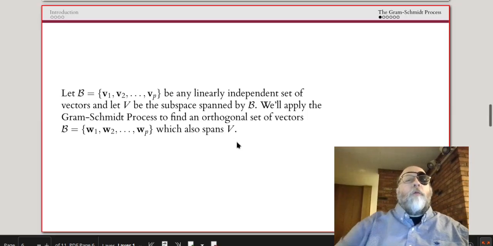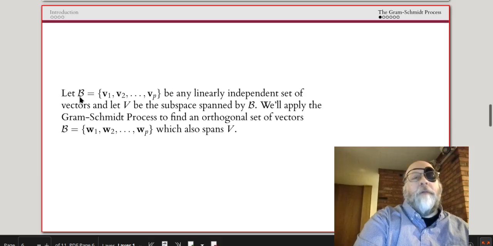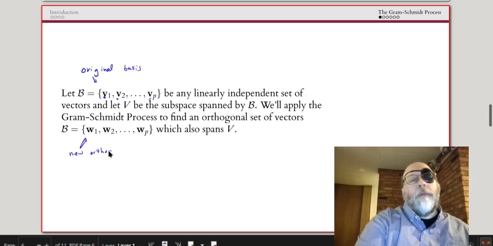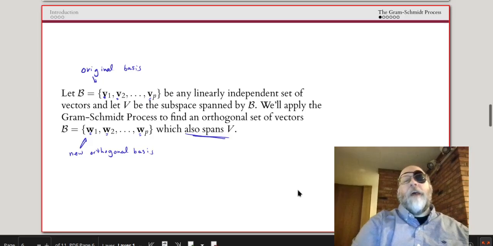So we're going to start with any linearly independent set of vectors. So it's got to be a basis, so it's got to be linearly independent. And so this is our original basis. And I'm using the letters V to denote the original basis vectors. After we apply the Gram-Schmidt process, we'll have a new basis that's orthogonal. And I'm using W to stand for the new vectors. But these vectors will replace the original vectors because these vectors also span the set V.